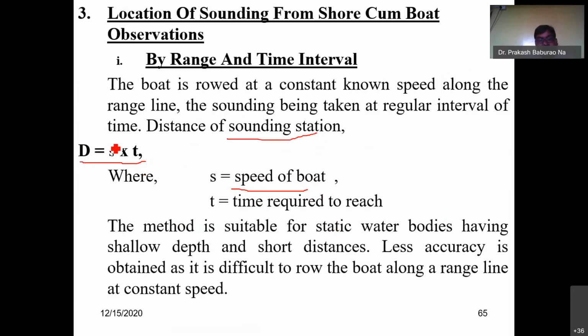If you know the speed of the boat multiplied by the time required to reach the particular sounding point of the location, that will give the information about the distance. So this method is suitable for static water bodies having shallow depth and short distances. Less accuracy is also obtained, and it is difficult to row the boat along the range line with a constant speed.